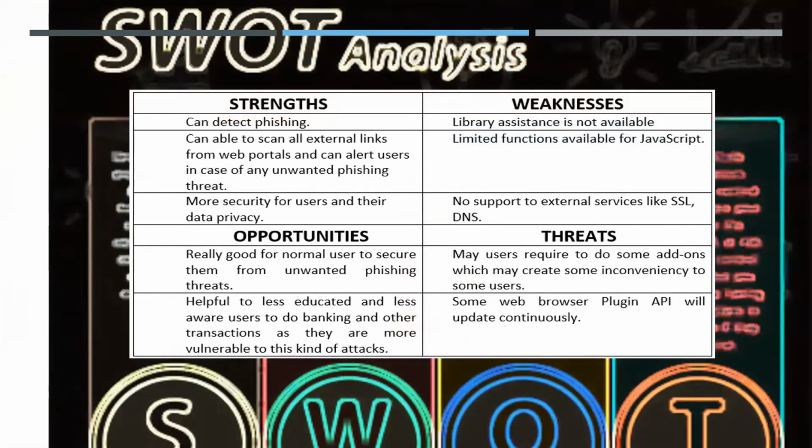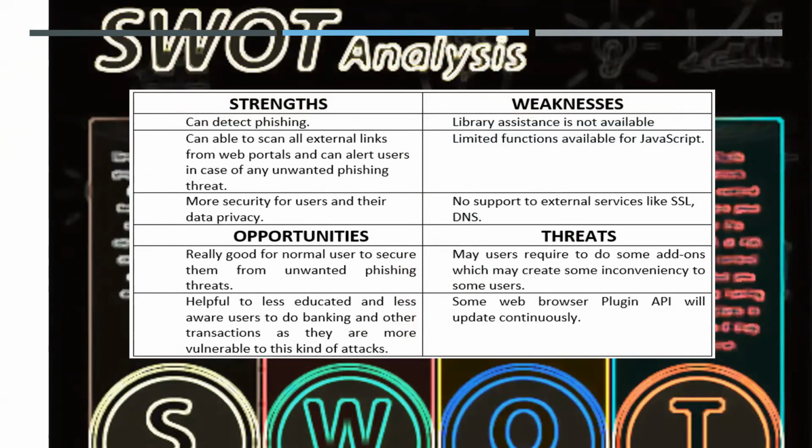Thank you, Deepak. I'm going to continue with the next slide, which is SWOT analysis. SWOT analysis usually includes strengths, weaknesses, opportunities, and threats. Talking about the strengths, it can detect phishing. It is able to scan all the external links. It is secure for the users, and it helps in maintaining their data privacy.